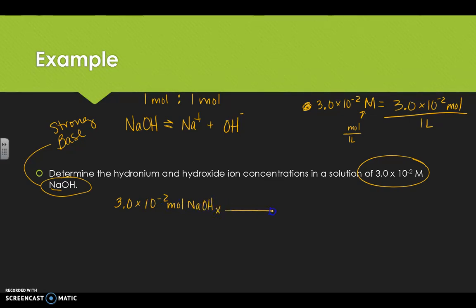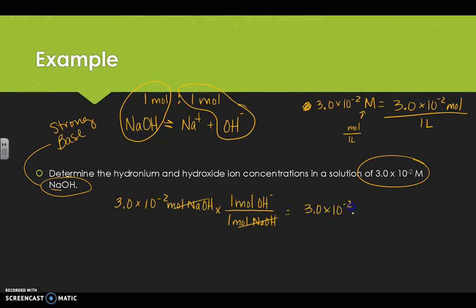Okay, well, how many hydroxide ions does that leave me with? Well, we use our mole ratio here. We know that 1 mole of sodium hydroxide contains 1 mole of hydroxide ions. And so we can do our math, and we end up with 3.0 times 10 to the negative 2 as our concentration of the hydroxide ions. So we've just answered the first part, or the second part, however you want to look at it, of our problem here. We said our hydroxide ion concentration is that right there.